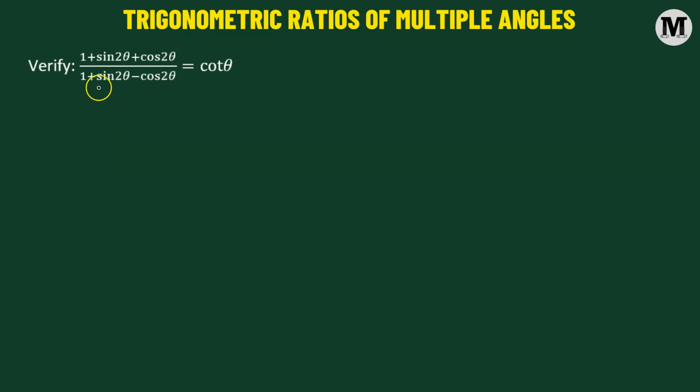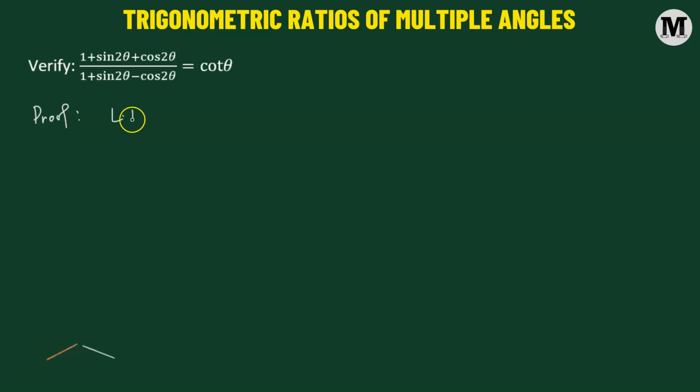So in this problem, we need to verify that (1 + sin 2θ + cos 2θ) divided by (1 + sin 2θ − cos 2θ) equals the cotangent function. So let us begin our proof from the left hand side.